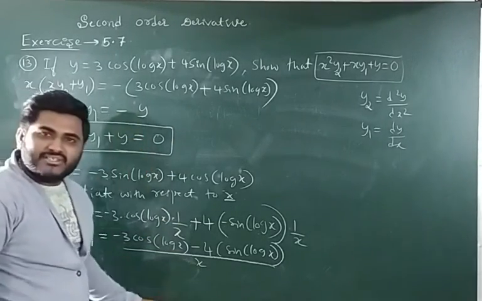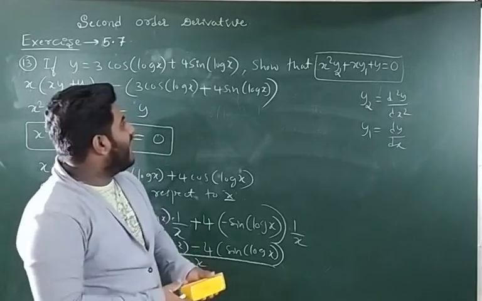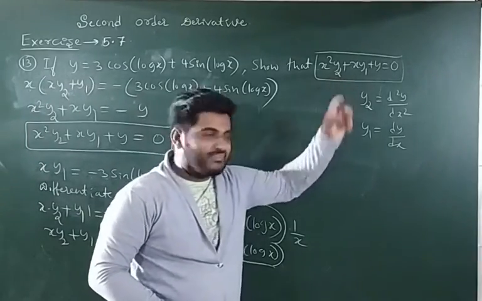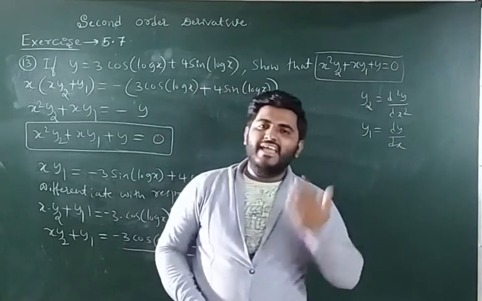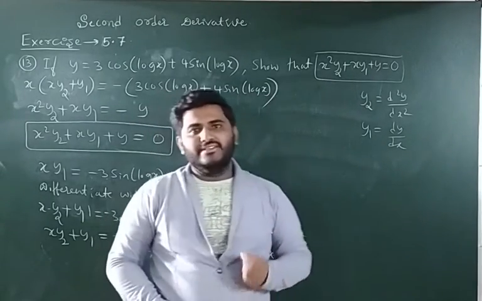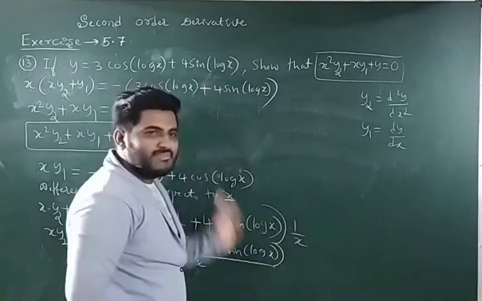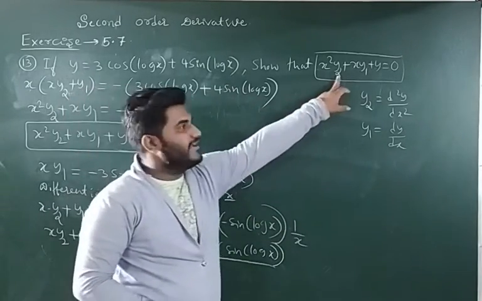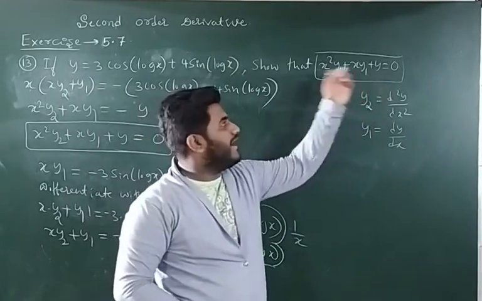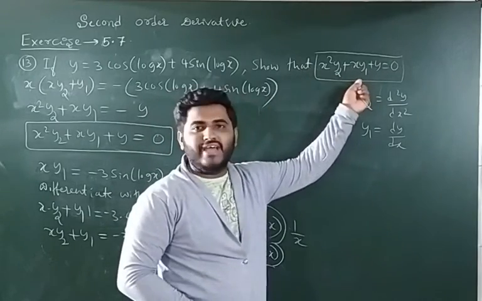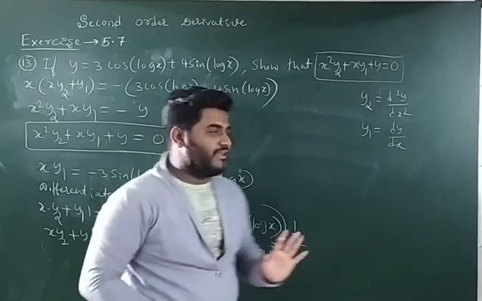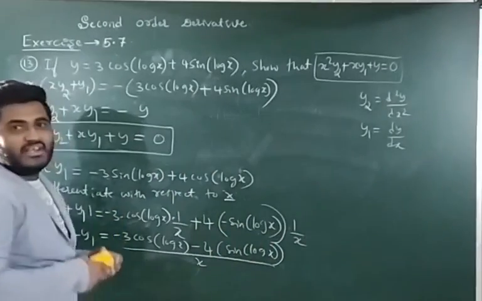So you can apply this method, or else you can first find out y2, find out y1, then consider this LHS and show that it is equal to 0. That is also fine. You can use this method or that method. Find out y2, find out y1, y is given, consider the LHS of this equation and put everything into that, and you get 0 again. Same thing. So this is question number 13.